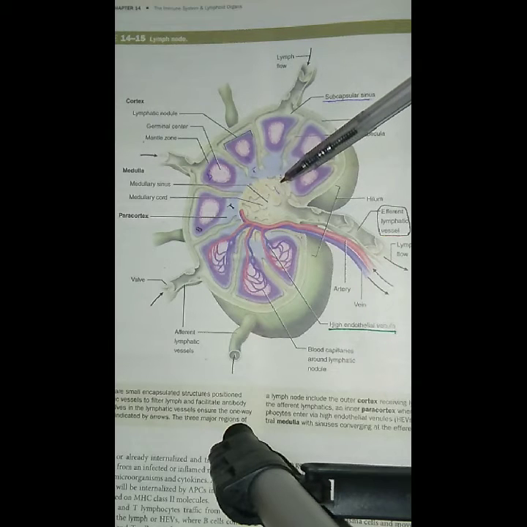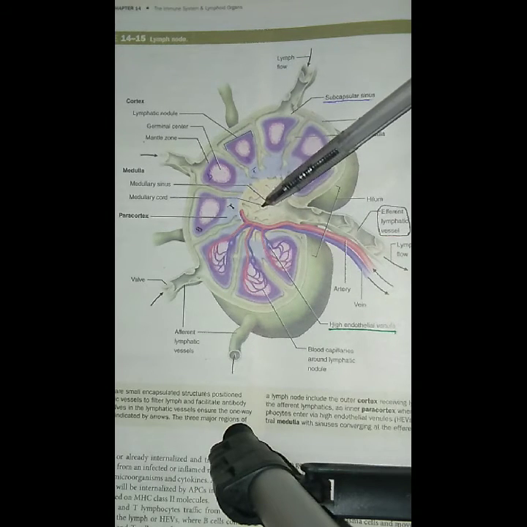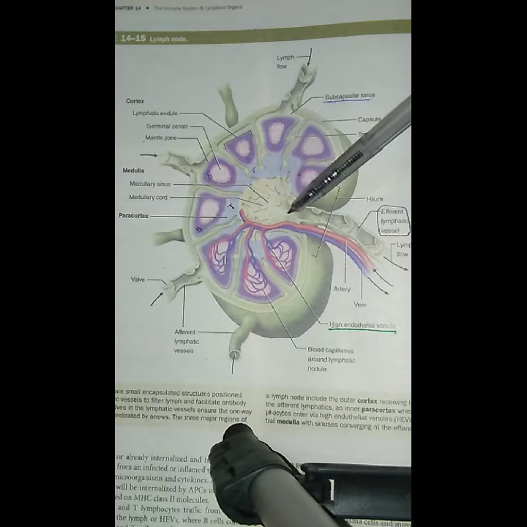These antibodies from the medullary cord pass into the medullary sinus, and from the medullary sinus they move toward the efferent lymphatic vessel and finally reach the general circulation. So this is the small discussion about the medulla of the lymph node.